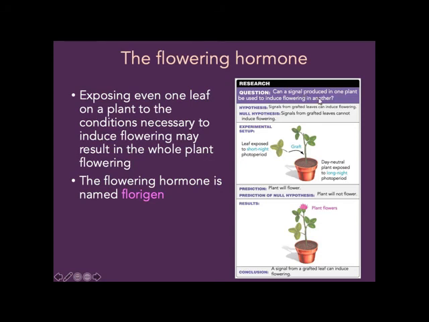So the question is, can a signal produced in one plant be used to induce flowering in another? The hypothesis is that a signal from a grafted leaf can induce flowering, and the null is that it won't work. Basically, they took a plant exposed to a short night photoperiod, a long day plant, and took a leaf and stuck it on this other plant, a day neutral plant exposed to a long night photoperiod. Once this leaf was transplanted, that induced the plant to flower. So it's the signal coming from the other plant that induces this plant to flower. A signal from a grafted leaf can induce flowering.